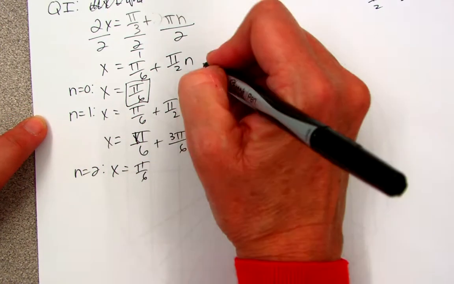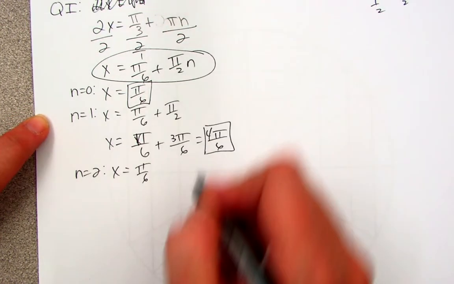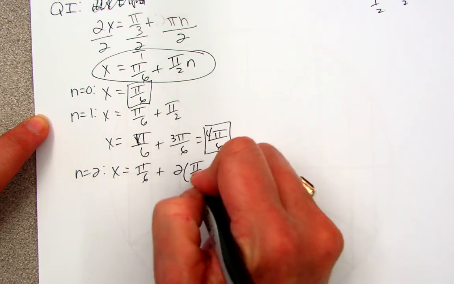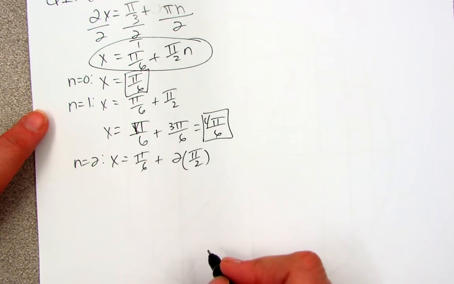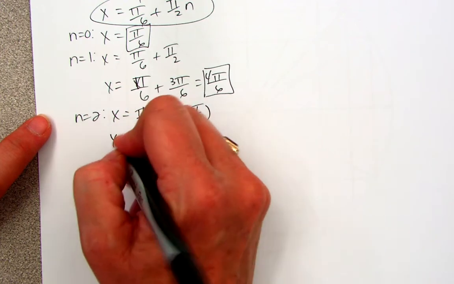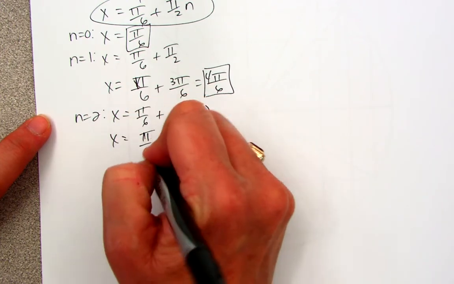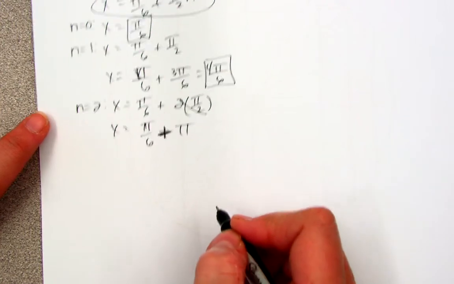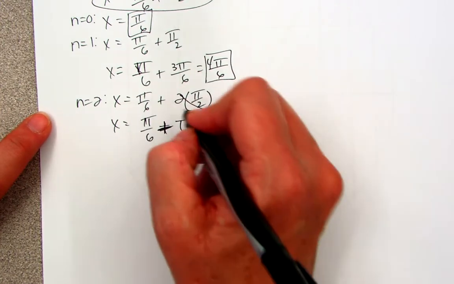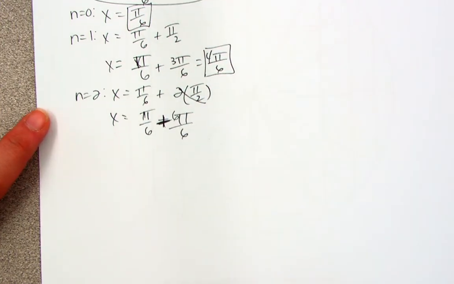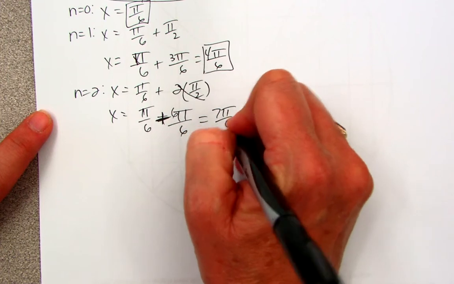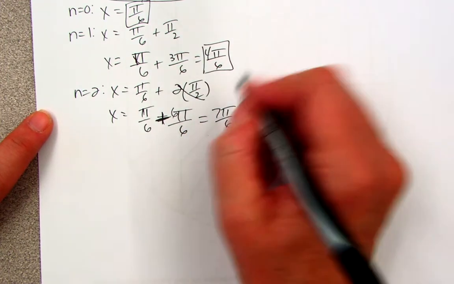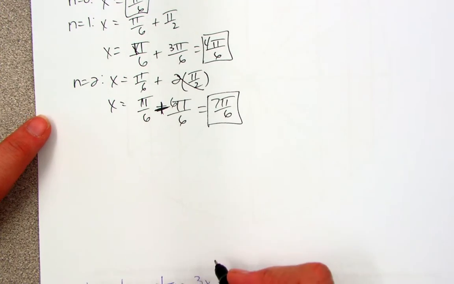Pi over 6. Let's see, this is the one I'm using. Now I'm going to put in 2 plus 2 times pi over 2. So I'm going to clean this up, plus pi. I'm going to make a common denominator right here. That's 6 over 6, so that's equal to 7 pi over 6. Is that within one rotation? Yes. So this is another solution, and I'm still not done.